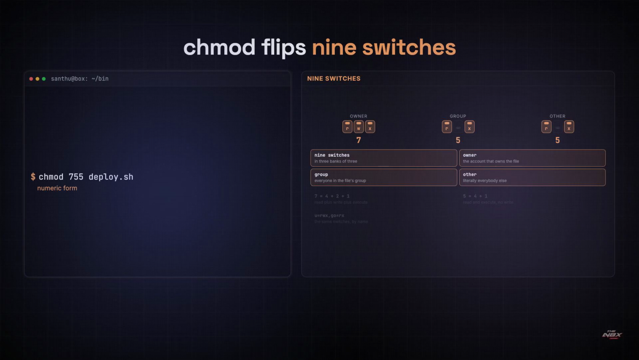Each bank has read worth 4, write worth 2, and execute worth 1. So 7 is 4 plus 2 plus 1, all 3 switches on, while 5 is 4 plus 1, read and execute with the write left off.